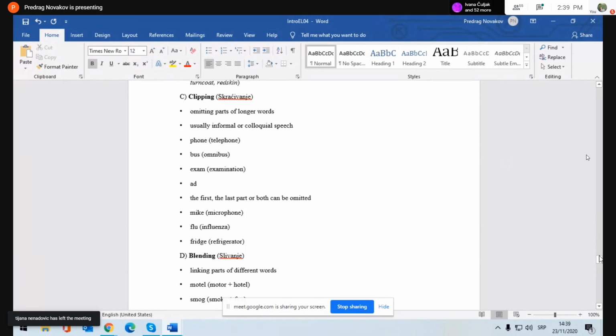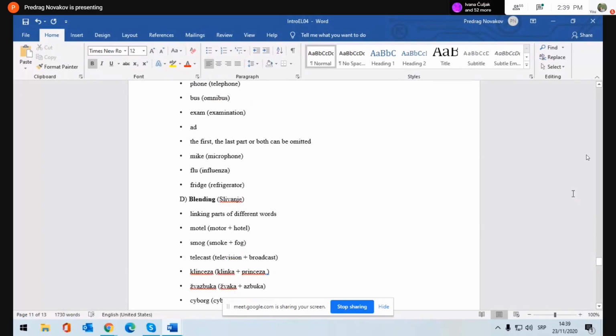You know that exam comes from examination, shortened. Ad comes from what? Advertisement, yes. So, to sum up, you can omit the first part, the last part, or both. With omnibus, we omitted the first part, omni. With exam, we omitted the second part. Sometimes even both parts can be omitted.